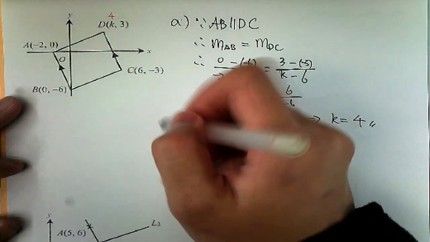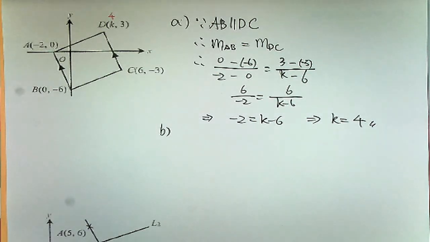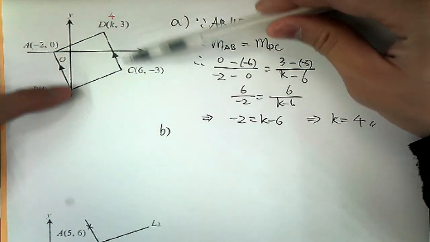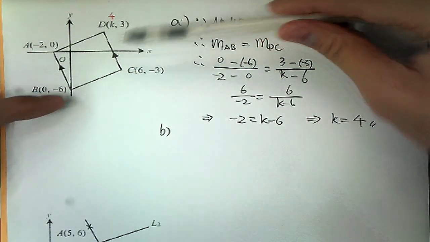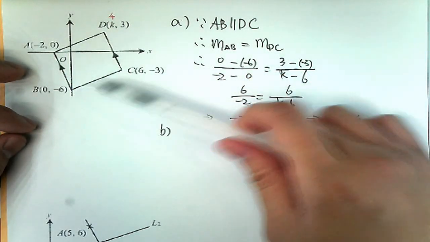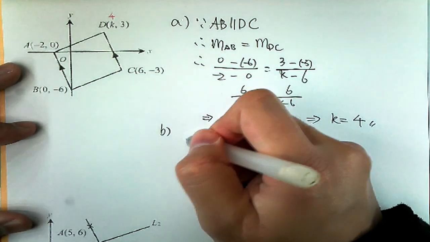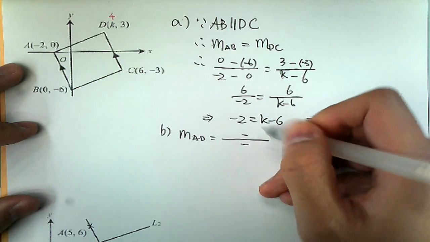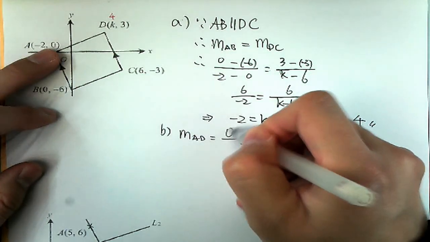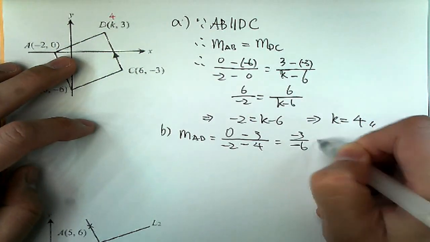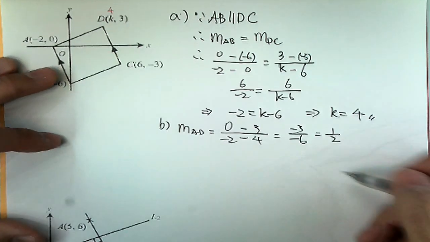Next, we go to B. Show that ABCD is a parallelogram. So you already have these two sides parallel, right? So what is remaining? You have to find out AD parallel to BC, right? So you have to calculate MAD. Calculate the format: 0, -2, and 3, 4. So -2 over -6 is just 1 over 2.